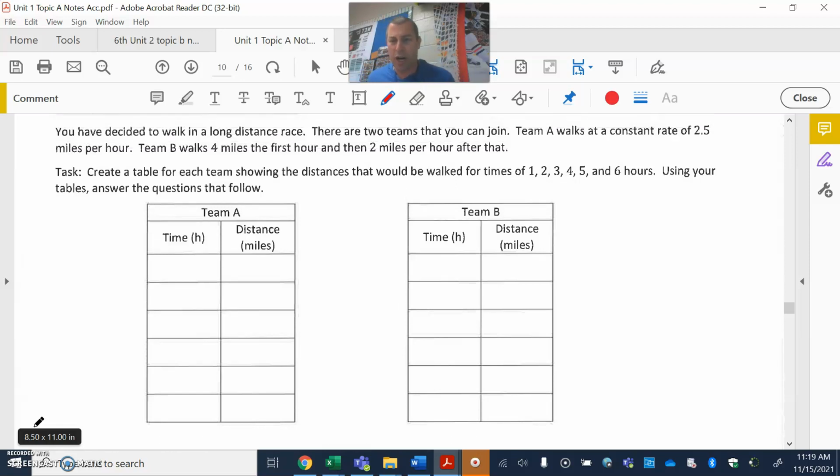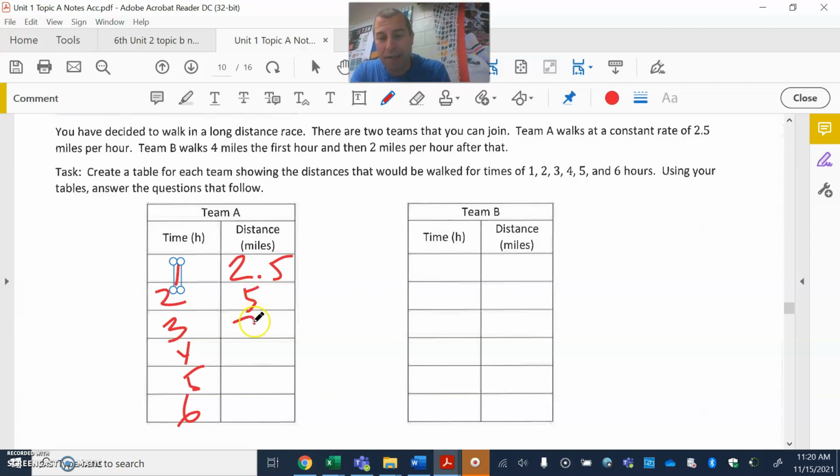Okay, so you decide to walk in a long distance race. There are 2 teams that can join. Team A walks at a constant rate of 2.5 miles per hour. So in 1 hour, we're going 2.5. And then because we're creating the table, we can use our repeat addition. So a 2, a 3, a 4, a 5, a 6. 2.5. Keep adding on there. 5, 7.5.